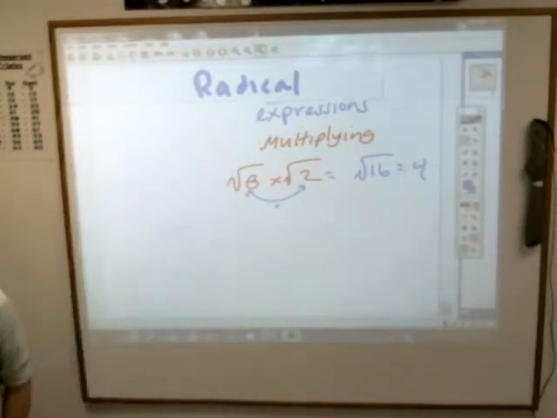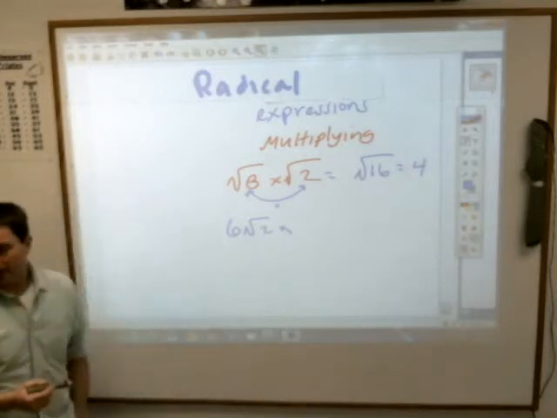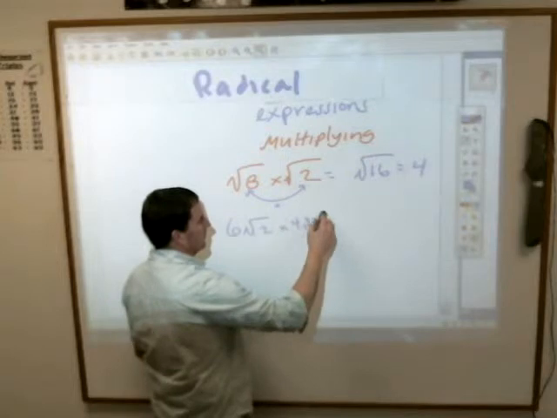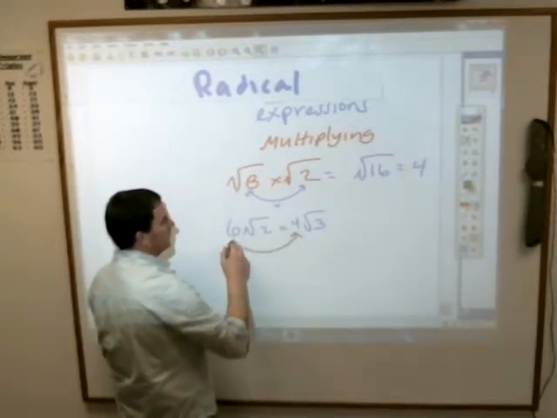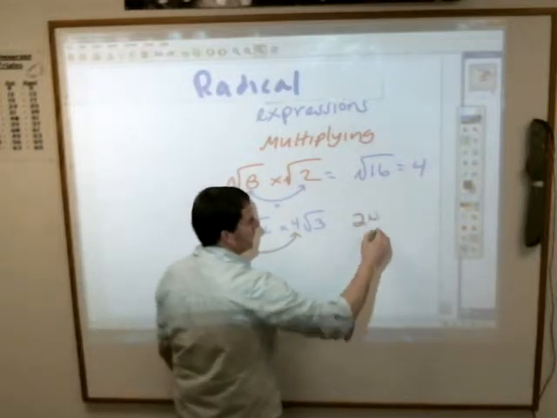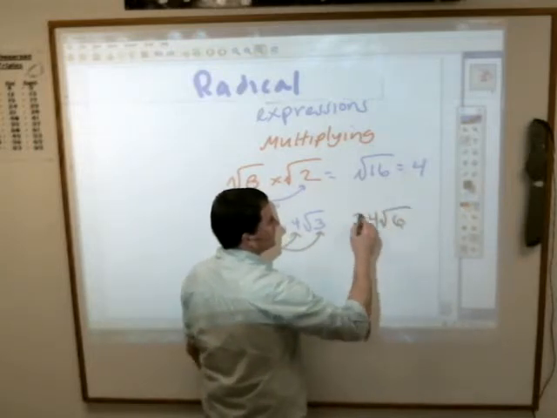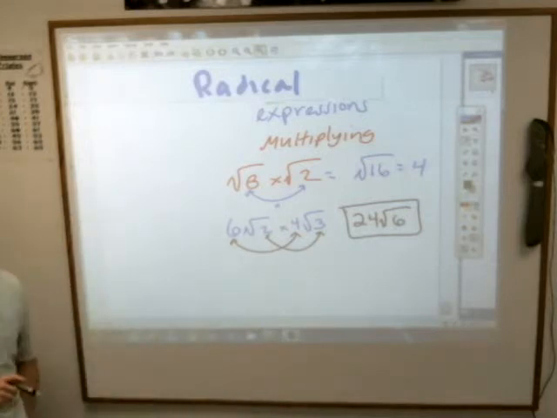Now, if there's something outside of the radical sign, for example, if it's 6 times the square root of 2, and you're multiplying that times, let's say 4 times the square root of 3, you multiply the numbers outside of the radical sign to get 24, and you multiply the numbers inside the radical sign to get the square root of 6. And then you have to check and see if you can simplify that, but 6 doesn't break down into anything that would factor out.